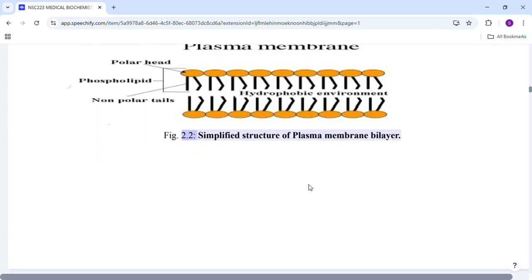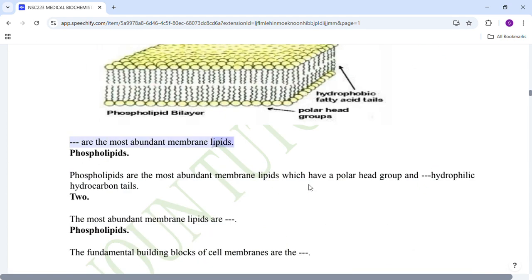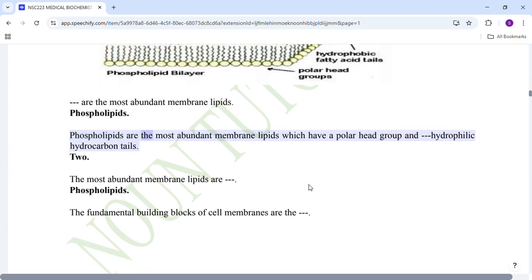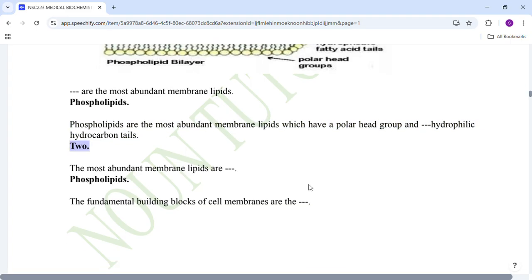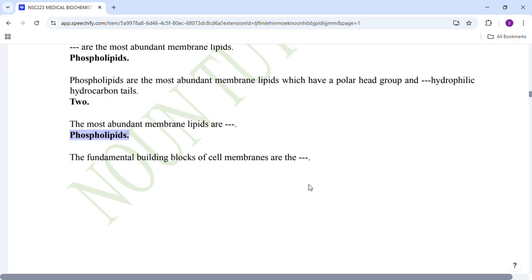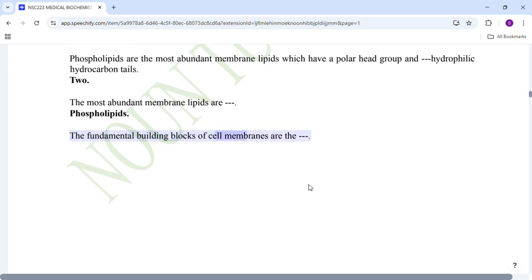Fig 2.2, simplified structure of plasma membrane bilayer. Phospholipids are the most abundant membrane lipids, which have a polar head group and two hydrophobic hydrocarbon tails. The most abundant membrane lipids are phospholipids. The fundamental building blocks of cell membranes are the phospholipids.